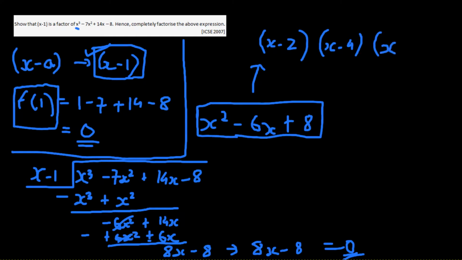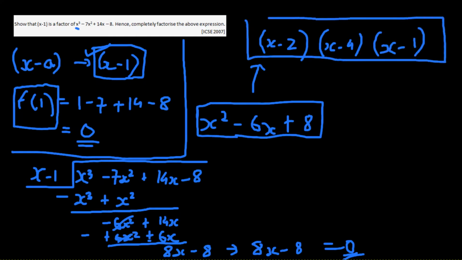So if you multiply these three, you will get this expression here. And also note that if you take all of these as x minus a and replace the a, you're going to get 0 as the remainder, because these are all factors. Now I'm going to do one last question. By the way, this is from ICSE 2007.